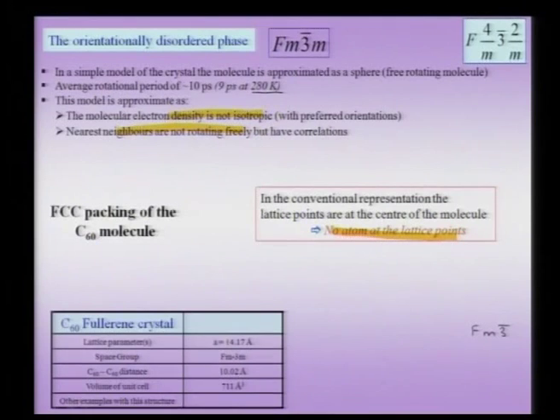The lattice parameter of this crystal is 14.17 angstrom, which is a large lattice parameter. The space group we have already seen. The carbon C60 distance is about 10 angstroms, the center to center distance that is, and the volume of the unit cell is pretty large, which is about 711 angstrom cube. So, this is the orientationally disordered structure of fullerene.